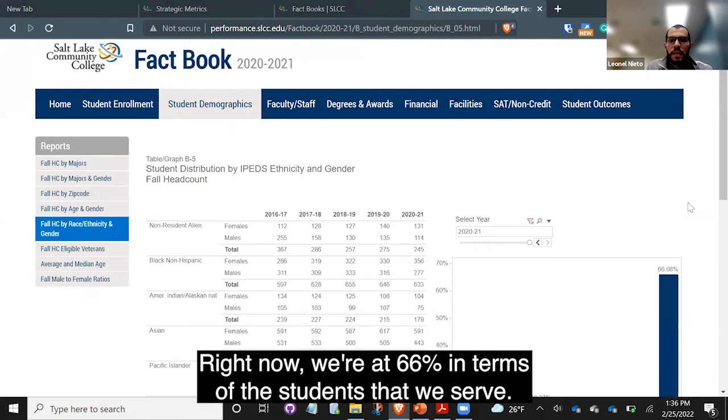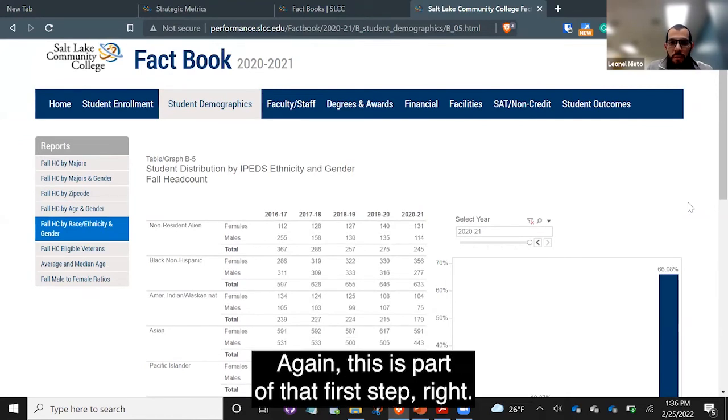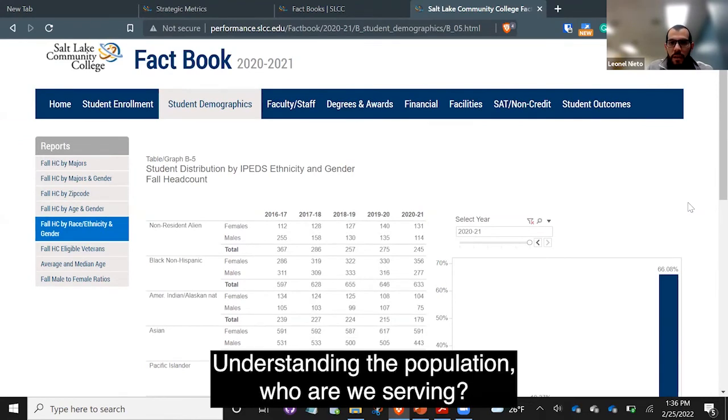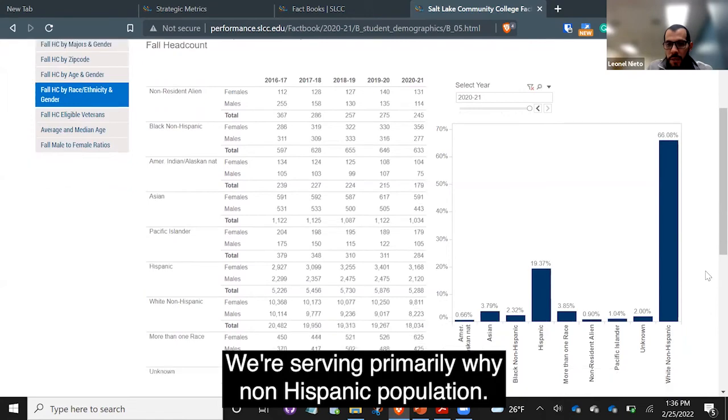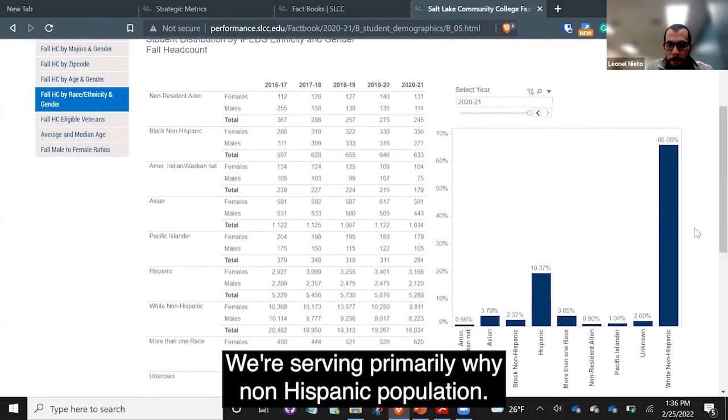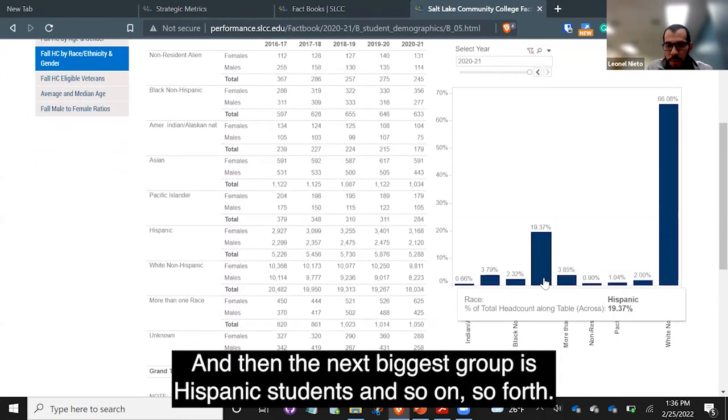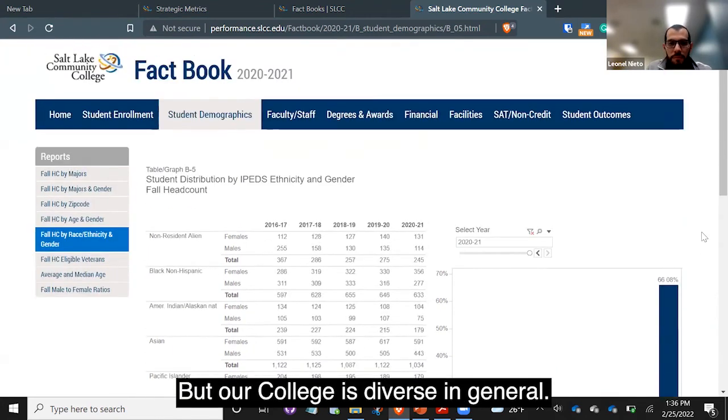that we serve. Again, this is part of that first step, right? Understanding the population. Who are we serving, right? We're serving primarily white non-Hispanic population. And then the next biggest group is the Hispanic students, and so on and so forth. But our college is diverse in general.